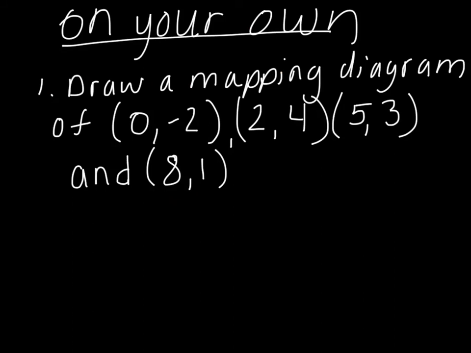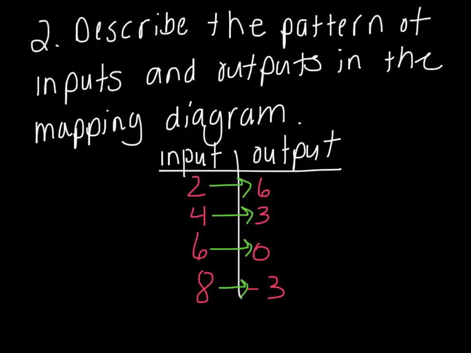Okay, here's your first on your own question. Draw a mapping diagram of the following coordinate points. Remember to use arrows, and you're drawing an input-output table like this. And here's your second question. Describe the pattern of inputs and outputs in the mapping diagram. So first you want to find the pattern and then write it similar to the way that I did in the example, as each input blank, the output blank.